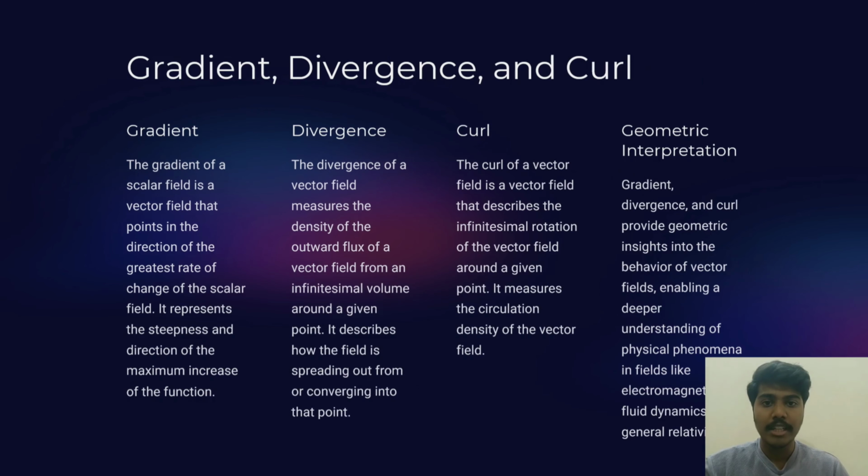Let's move on. Now we are moving to the gradient, the divergence, and the curl, which are the main topics of vector calculus. So what is gradient? The gradient of a scalar field is a vector field that points in the direction of the greatest rate of change of the scalar field.